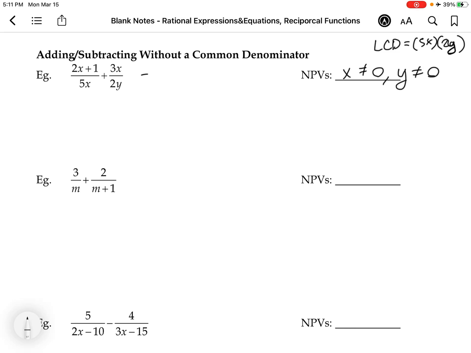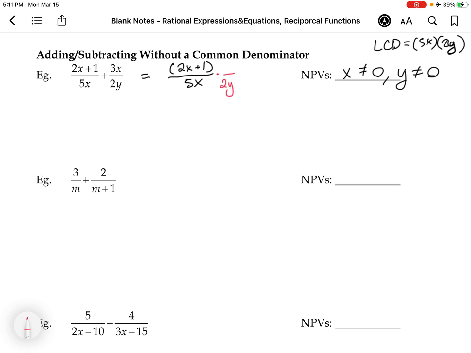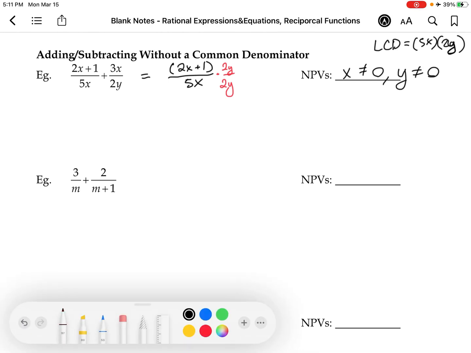Okay, now how do we achieve that LCD? Well, I start out with (2x + 1)/(5x), and the factor that's missing from this first rational expression in the denominator is 2y. So what I need to do is multiply this by 2y in the denominator, but I also need to do that in the numerator as well, because otherwise I'm changing the value of that rational expression. If I multiply it by 2y over 2y, essentially all I'm doing is multiplying it by 1.